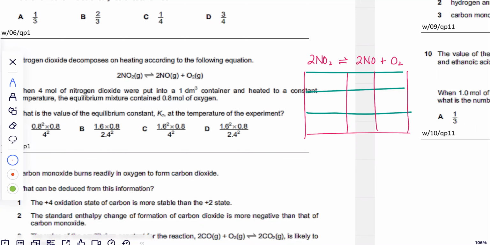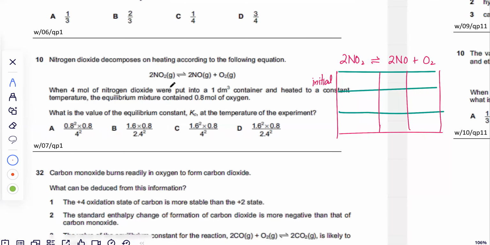The first row is the initial moles. So how many moles did he add into the container? If you read the question, 4 moles of nitrogen dioxide were put into a 1 dm cube container. So initially the container only had NO2, nothing else. There was no NO and there was no O2 as well.